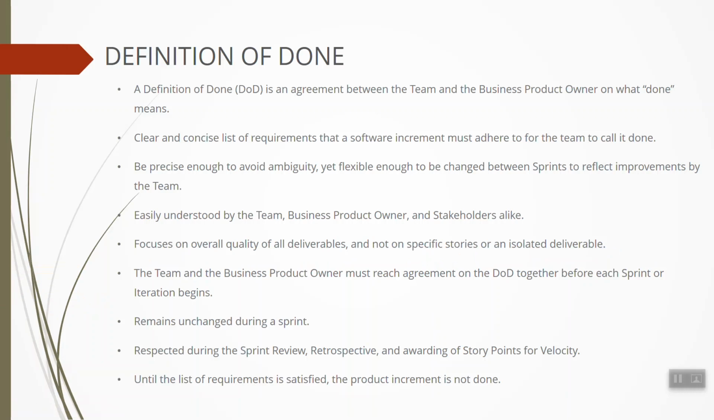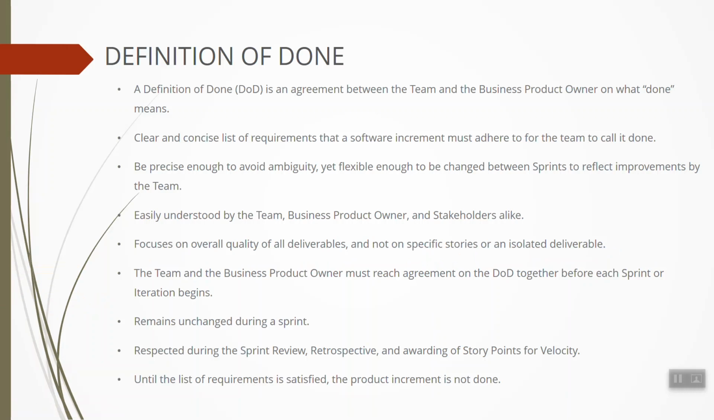The team and the business product owner must reach an agreement on the definition of done together before each sprint or iteration begins. Once you have come to an agreement, during the functioning of the sprint, it cannot be changed. You adhere to it. If you have observed some things that can be incorporated into the definition of done, that could be a part of future sprints. So during the sprint, it remains unchanged.